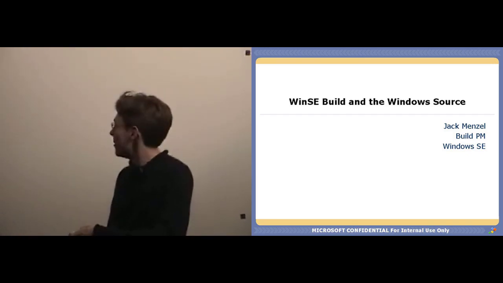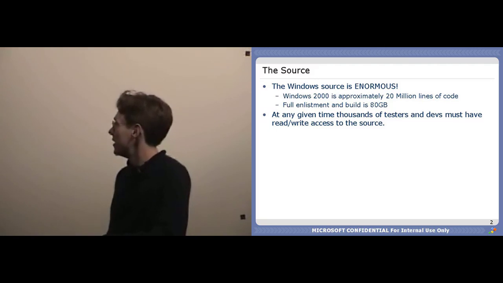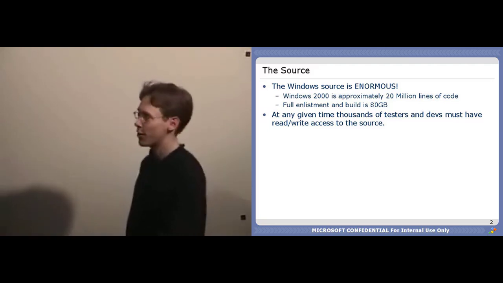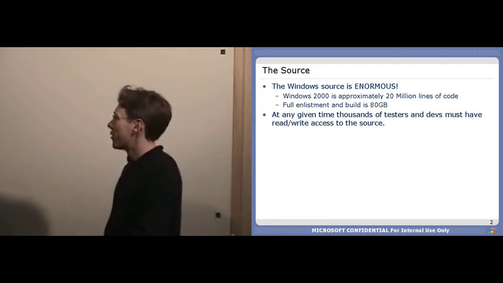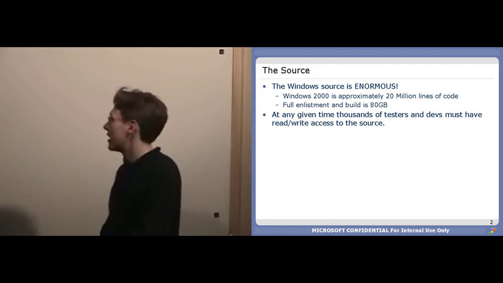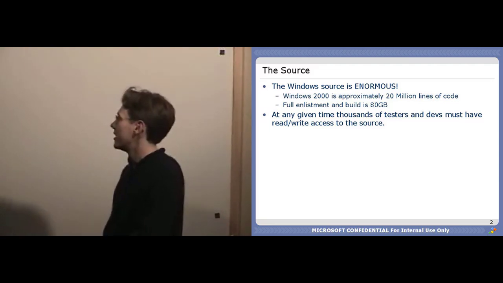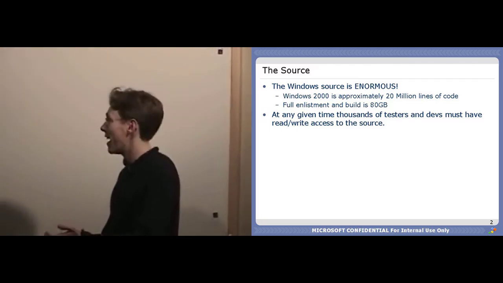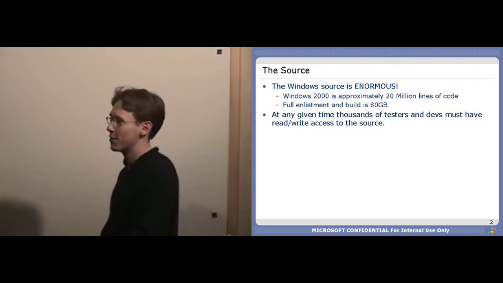Let's go through this. The source. The source in and of itself for Windows is pretty enormous and pretty amazing. For Windows 2000, which is the last one that I could get a number on, it's 20 million lines of code. And so if you just copy the code onto your dev box and you type build, you need 80 gigabytes of space just to hold the source code, the binaries, and the final compiled DLLs. So that's pretty crazy.